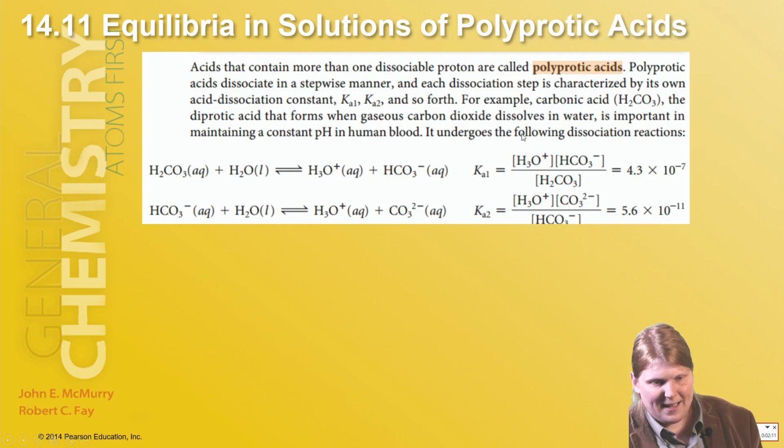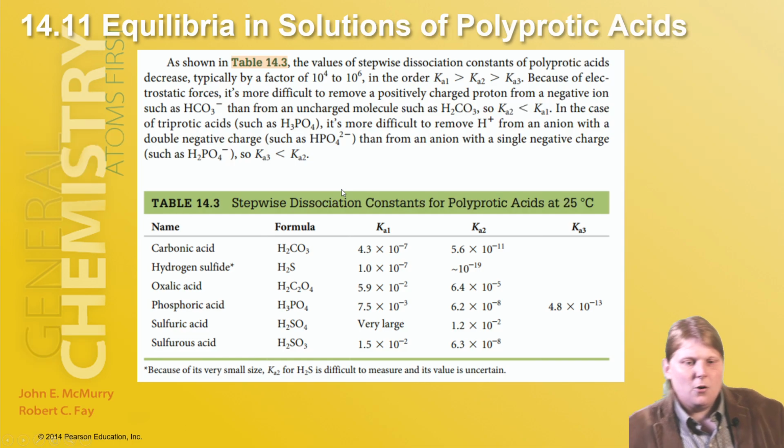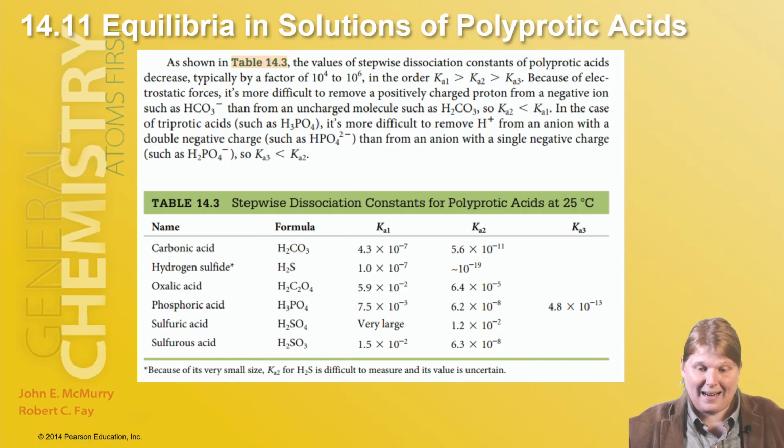Here we have carbonic acid, a diprotic weak acid, so both of them are weak. It dissociates to form carbonate in the blood, and it undergoes two losses of a proton, so two dissociations. The first one is stronger than the second one. It has a higher equilibrium constant, and then the second one is smaller. So these can vary by many orders of magnitude.